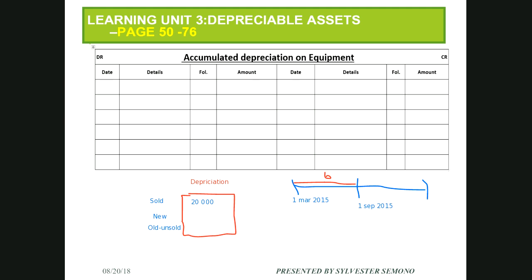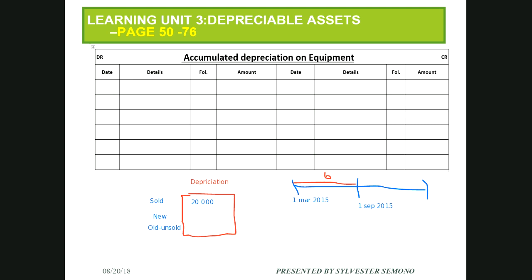Did we buy a new vehicle during the period? Yes. What was the cost of that vehicle that we bought during the period? Let me try to go back quickly. I think the vehicle was bought for 375,000. So we need to depreciate this asset.